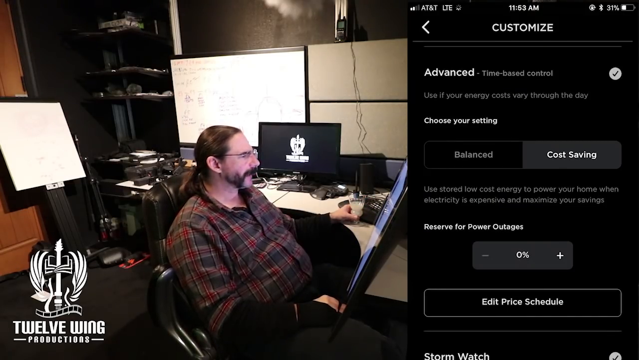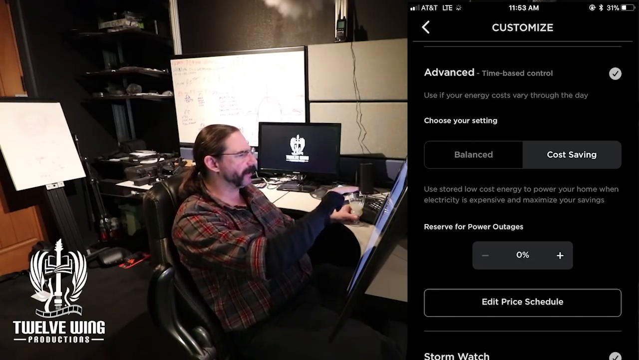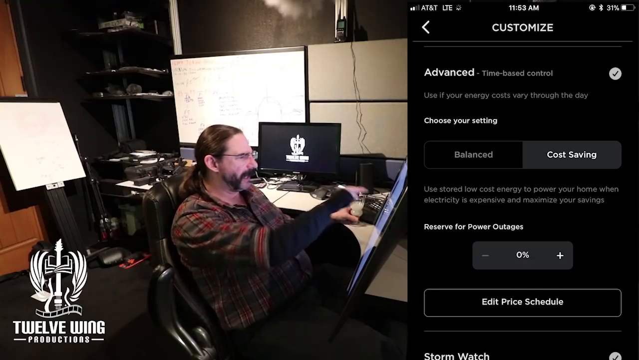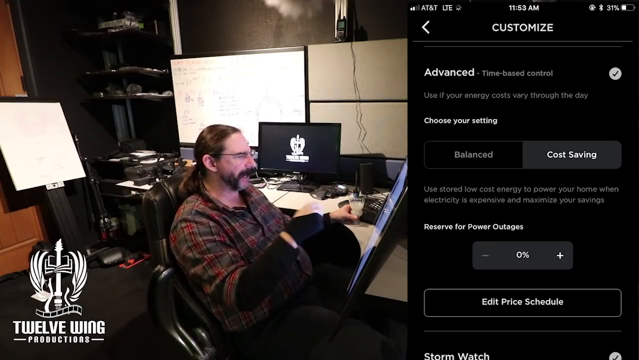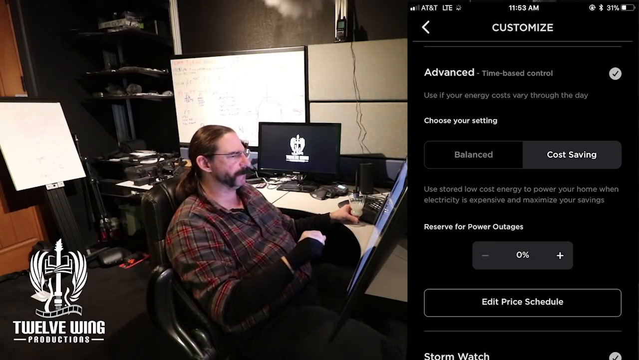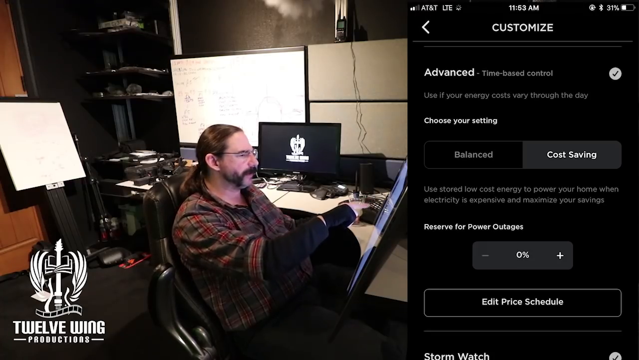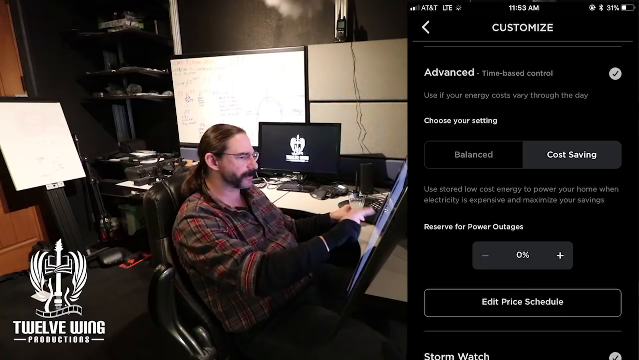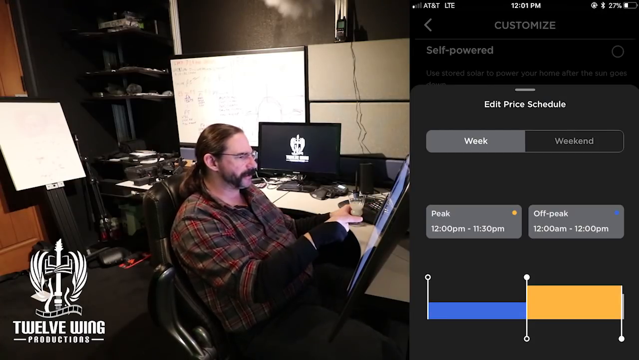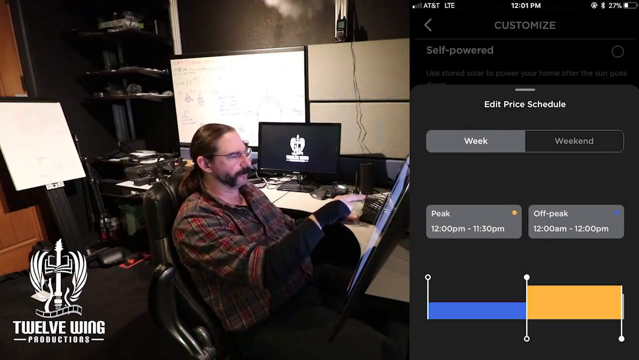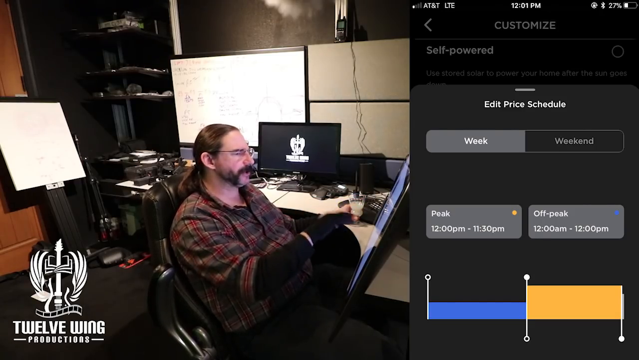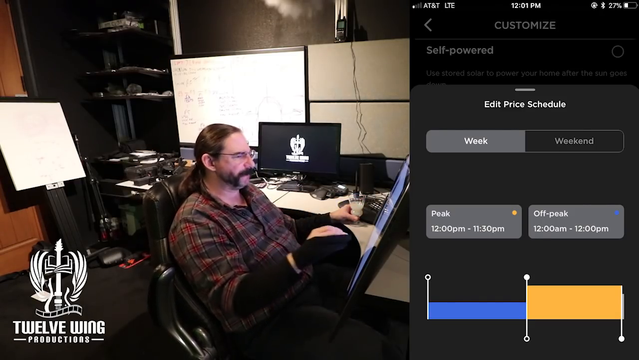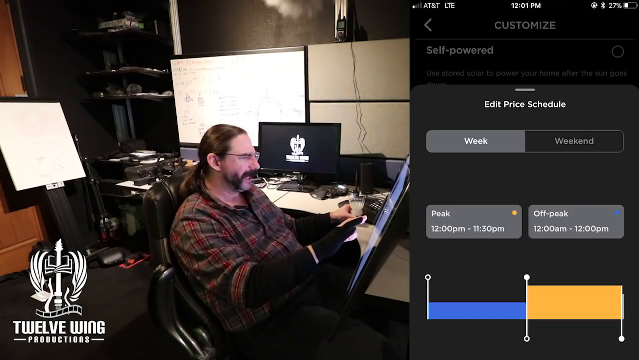This is the advanced menu settings. I have it set on cost savings. I have the reserve for power outages set to 0%. And then when you go in and hit edit the price schedule, you get this little graph that you can set up showing when your peak and off-peak times are.